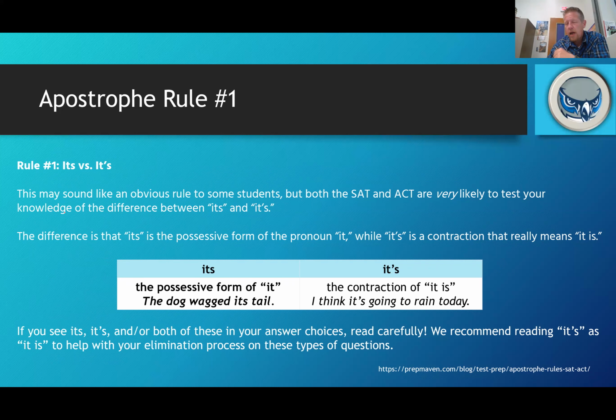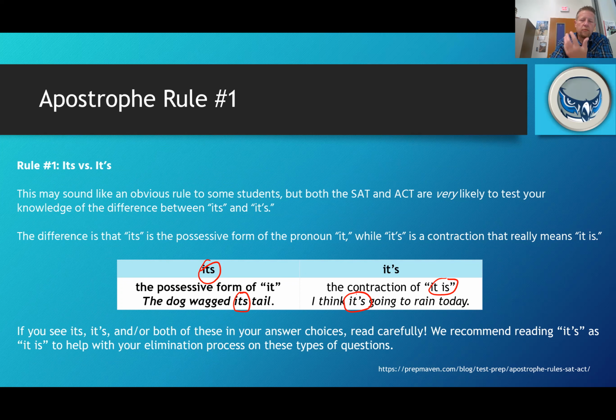But every time I use its versus it's, with or without an apostrophe, I always have to slow down and just figure it out. Its is possessive. It's with an apostrophe is a contraction. So take a look down here. Its is the possessive form of it. The dog wags its tail. No apostrophe. If it's a contraction, as in it is, as in I think it's going to rain today, then you would need an apostrophe.